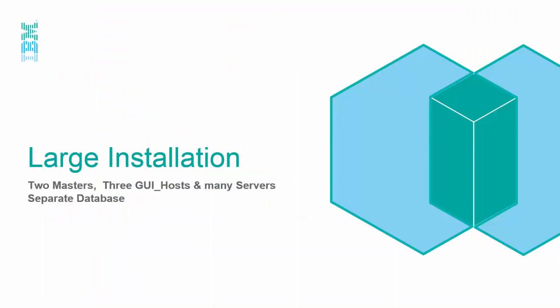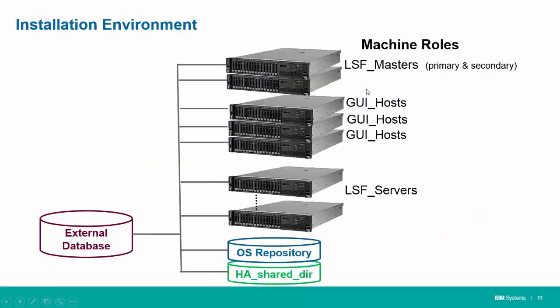Okay, let's look at a large installation. So here, it's going to be similar to the previous configuration, except we're going to separate out the database. So I have my primary and secondary LSF masters. I have my GUI hosts, my LSF servers, my OS repository and shared directory for HA, and this time I have an external database set up, presumably with HA.